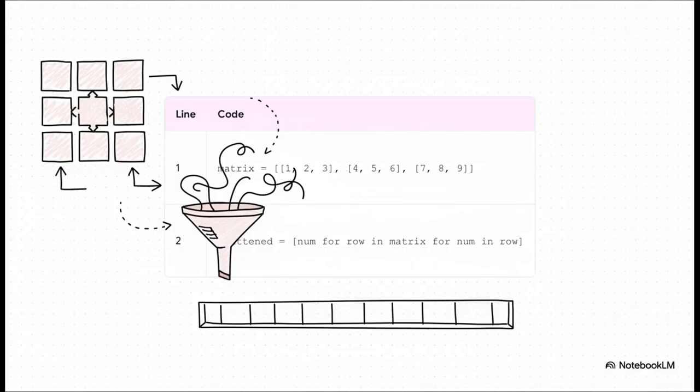So in this example, we have a matrix, right? It's a list of lists, and our goal is to flatten it into one single list. Now, look at that comprehension on line 2. It has 2 for loops. The trick is to just read them from left to right, just like you would with nested loops. For each row in the matrix, and then for each number in that row, give me the number.